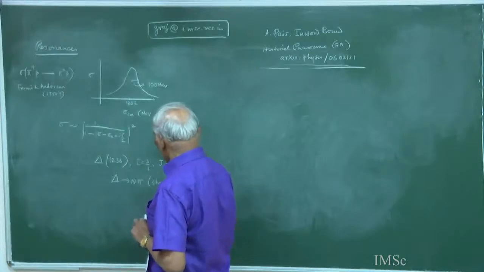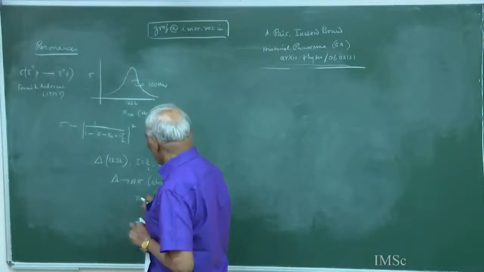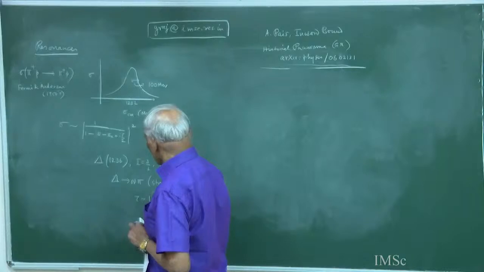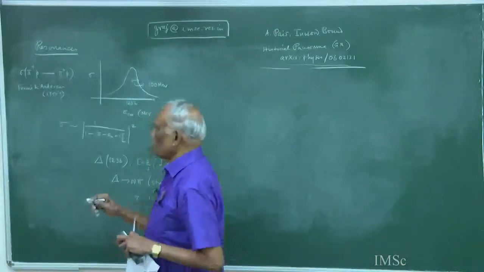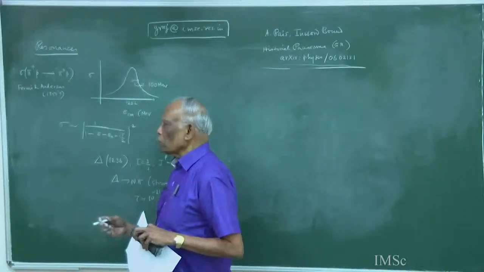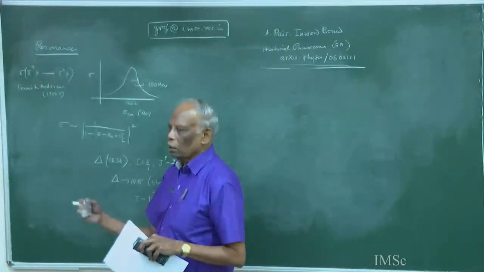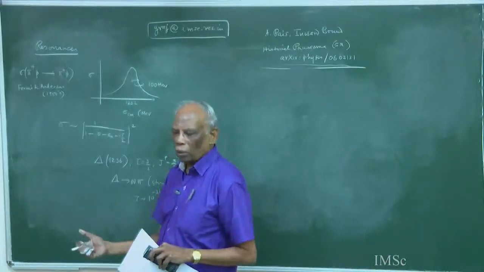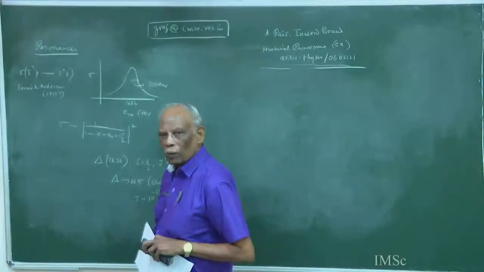And the lifetime correspondingly comes out to be of the order of 10 power minus 21 second. That is the typical strong interaction lifetime. I mean, you can calculate the time taken for a relativistic particle traveling with the speed of light almost to go across the dimension of these particles, which are about 10 power minus 13 centimeter. You will find this lifetime.